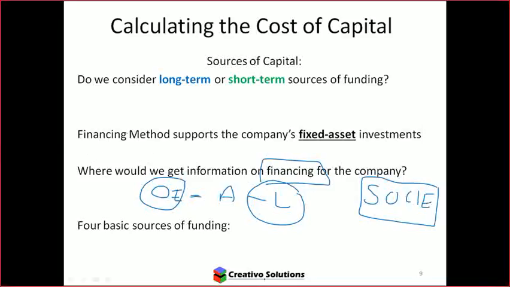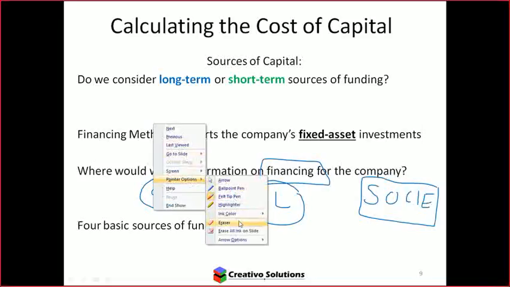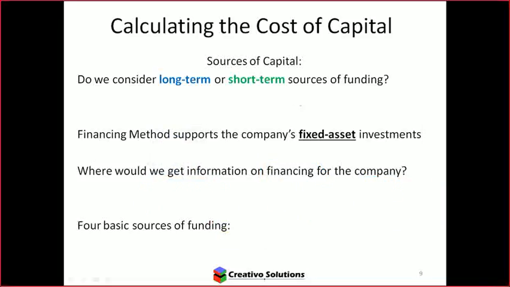Long-term debt. Preference shares. Ordinary shares. And retained earnings. Retained earnings, what else? Okay, basic sources of funding.